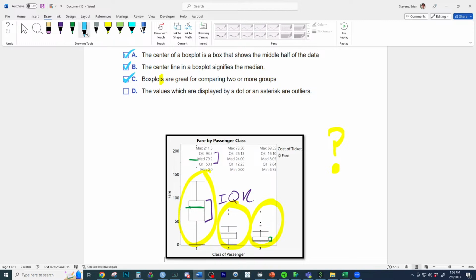The values which are marked by a dot or an asterisk are outliers, and we could go back to the last one because sometimes they do that in some things. Sometimes they put an outlier as a little dot, and Abigail's right for another 50 points right there that this is true. So you should know where the outliers are at. They could be dots or stars. Stars are for extreme, and some graphical software will do that.